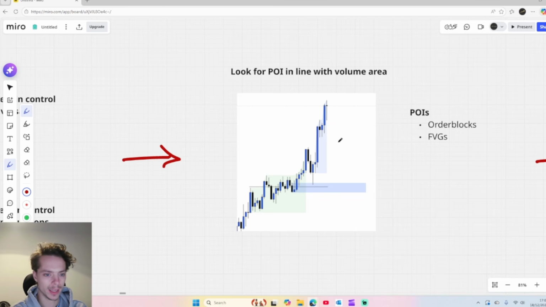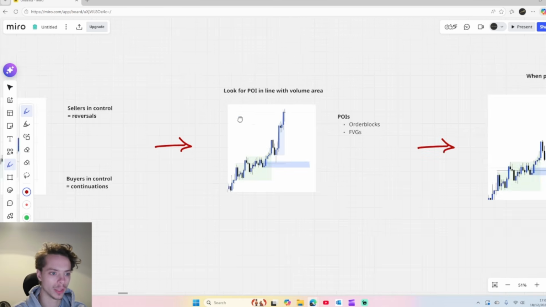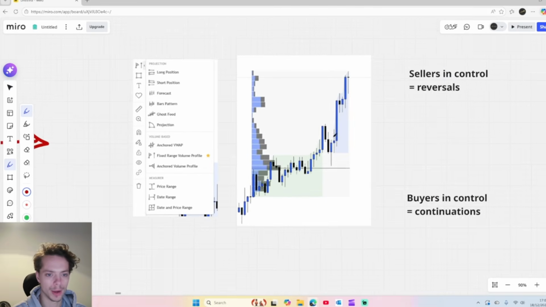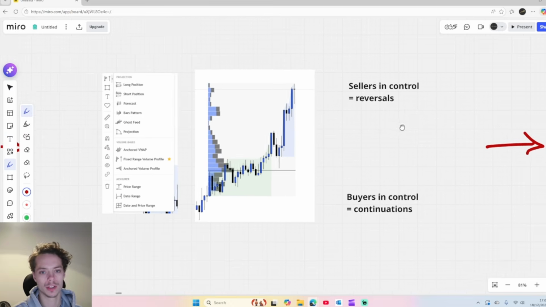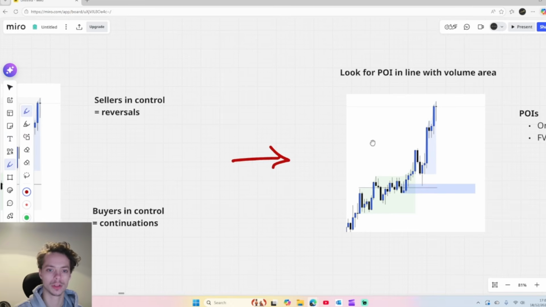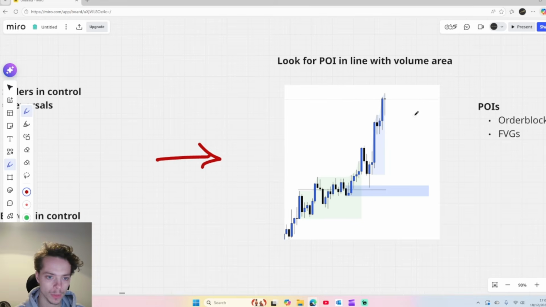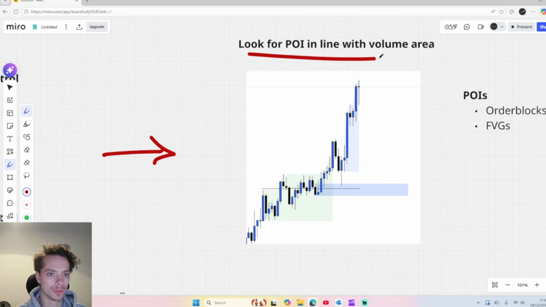If you want to see exactly how you draw on this fixed range volume profile and how it works, you can go on my channel. The video is called How I Use Volume to Improve, and it's the most viewed video on my channel. Just go to my videos, go on popular, and it's the top one there, and it'll break down how exactly I use it. But let's get into looking for the actual POI.